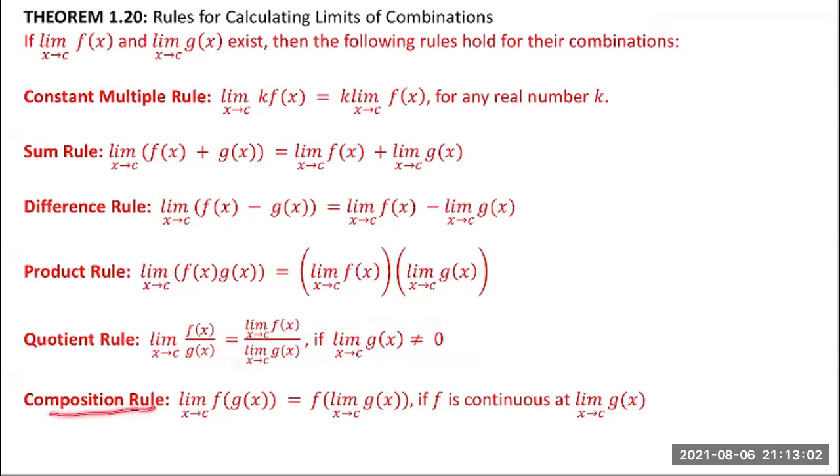And then the composition rule. Okay, remember again, these two limits exist. Okay, the limit as x approaches c of f of g of x, this is the composition of f and g, is equal to f of the limit as x approaches c of g of x, if f is continuous at this point. Or simply what it tells you is that if f is continuous at this limit point, you can send this limit inside. Okay, that's what the last rule tells you.